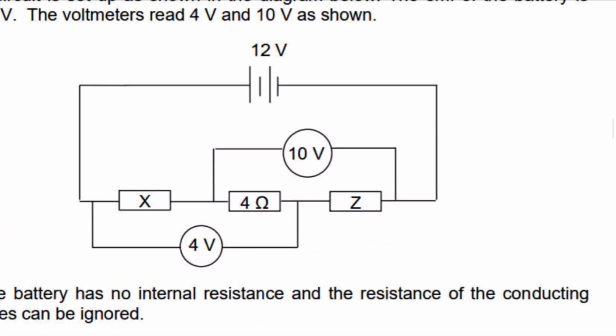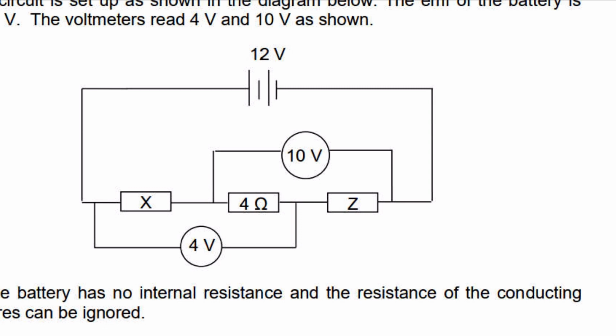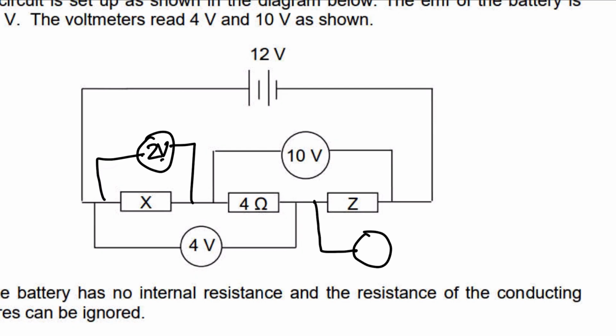So we know that the total voltage is 12, meaning the voltage used up by each resistor must equal 12. So if these two are using up 10, it means that this one here should be using up 2, right? Because 10 plus 2 will give me 12 volts. And if these two are using up 4, it means that this one must be using up 8, right? Because 8 plus 4 is 12.